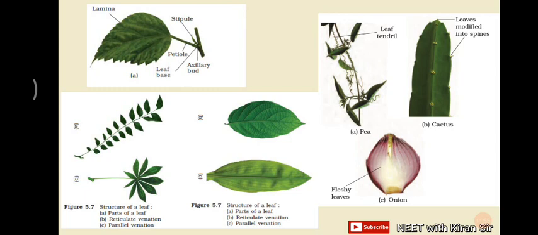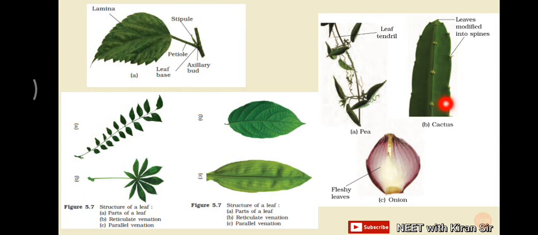Then come to the leaf modification. Look at this onion, that is called fleshy leaves. They are meant for storage of reserve food material. In the case of the pea plant, the leaflet undergoes modification to form a tendril, that is called a leaf tendril. And don't get confused between the leaf tendril and the stem tendril. When I say stem tendril, the axillary bud undergoes modification to form a spring-like structure called the stem tendril, whereas in the pea plant, the leaflet undergoes modification to form a structure called the leaf tendril.